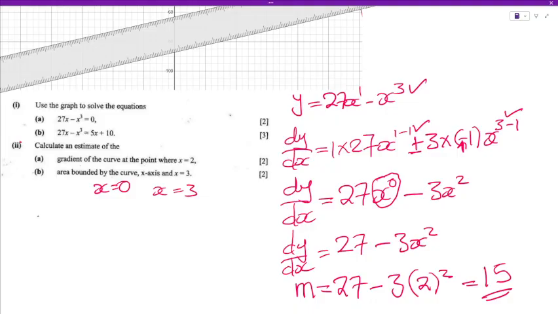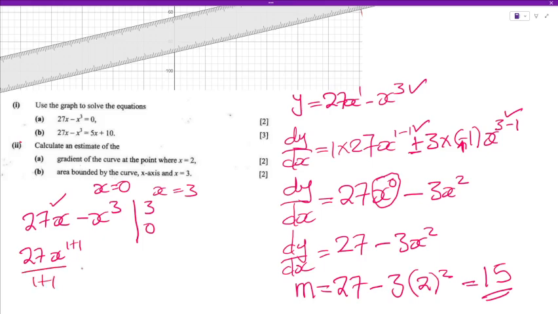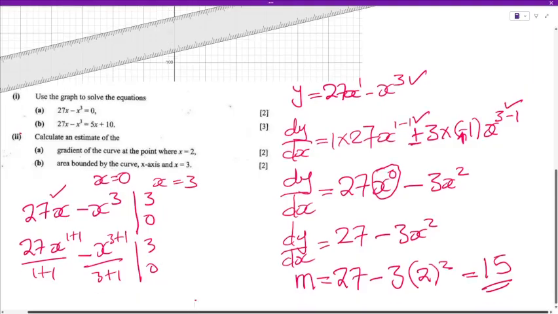So we're going to integrate the original function, which is 27x minus x to the power 3, and these will be your upper limit and lower limit. To integrate this one, we're going to say 27 x to the power 1 plus 1, over 1 plus 1, minus x to the power 3 plus 1 over 3 plus 1. Upper limit is 3, lower limit is 0. Let us scroll down.